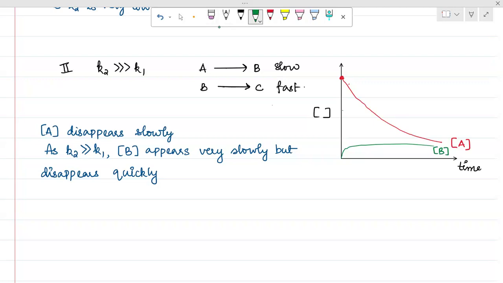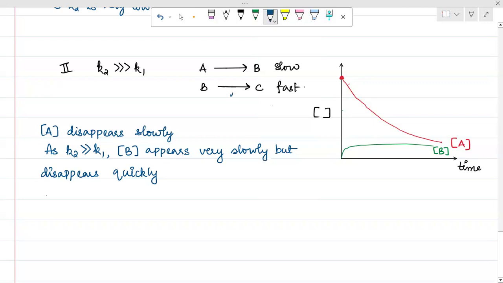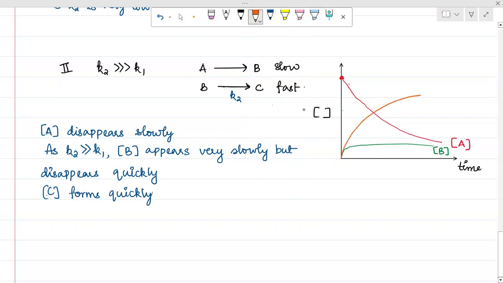The moment you form B, immediately it is disappearing. That's why here there is no rise in the concentration of B. There is no rise, because the moment it is formed, it will disappear. It will disappear into what? It will disappear into the formation of C. Correct? Because C formation happens with the rate constant of K2, and that is very high, the step is very fast. Product C forms quickly, very fast. So it forms quickly like this.